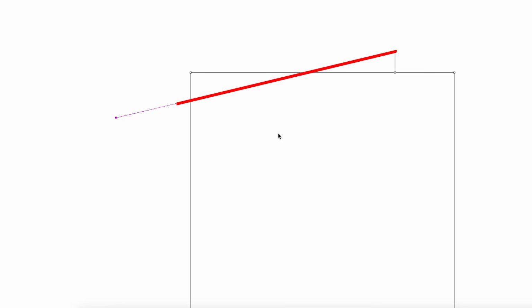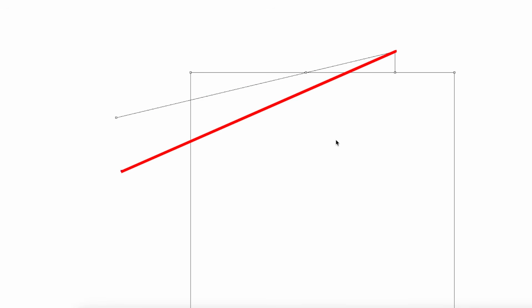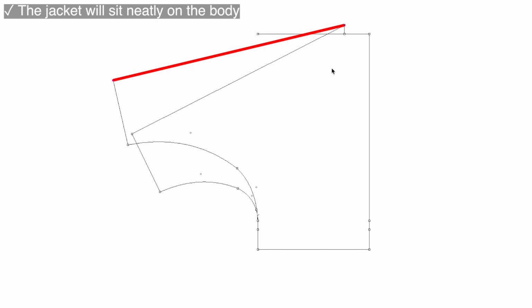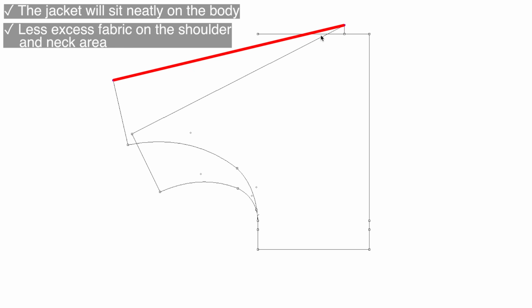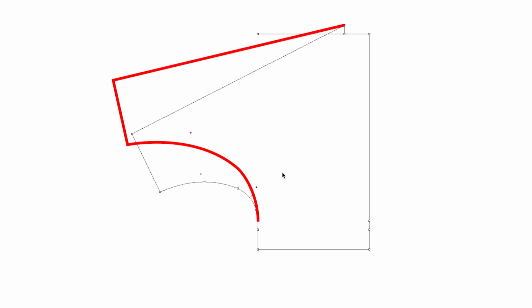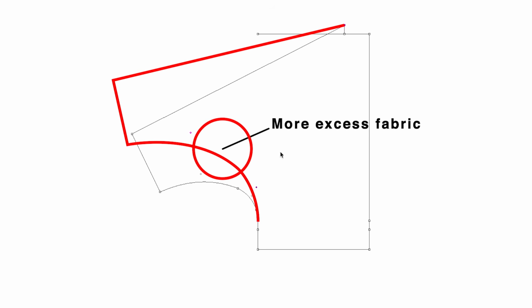You can keep this shoulder angle and lengthen the shoulder seam, or you can change the shoulder angle. I'm going to show you this example for you to visualize different angles of the shoulder seam. If you keep the natural shoulder angle, the jacket will sit neatly on the body. So not a lot of excess fabric near the shoulder and around the neck. But when you drop your arm, you will have a lot of excess fabric near the underarm area.